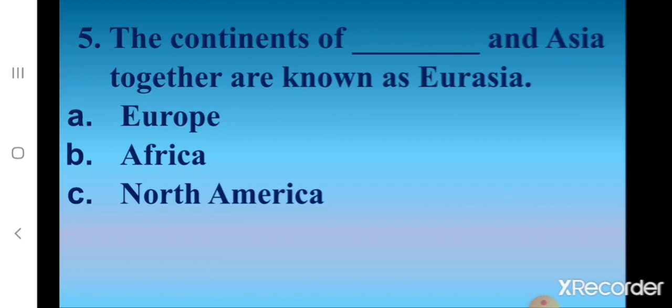Fifth one. The continents of dash and Asia together are known as Eurasia? A. Europe, B. Africa, C. North America. What's the correct answer? Yes. A. Europe. The continents of Europe and Asia together are known as Eurasia.